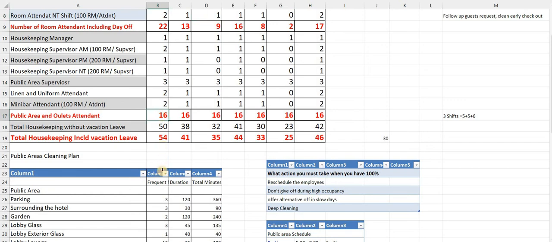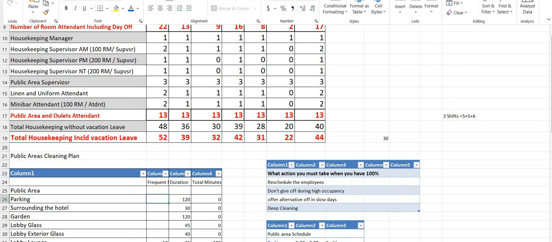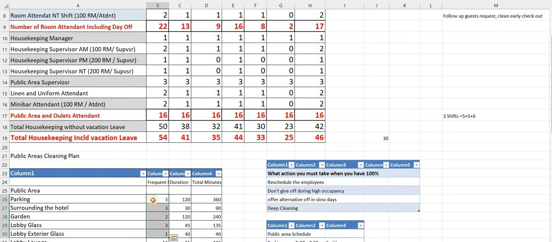Look at the formula here. For example, if I make this 0, look at what happened to the 16 here. See, it becomes 13. So the formula works for you, so that you can manage how to handle this. It's subject to the executive housekeeper or housekeeping manager to write exactly how many minutes you need to clean each task, and how many times per day you need to clean.